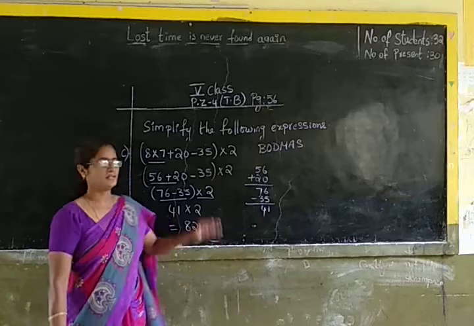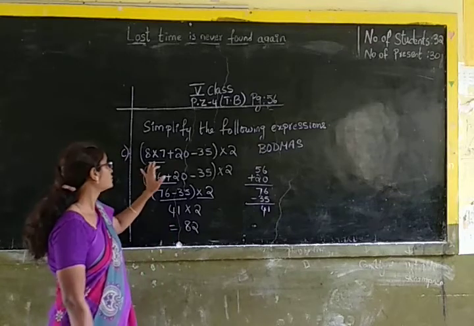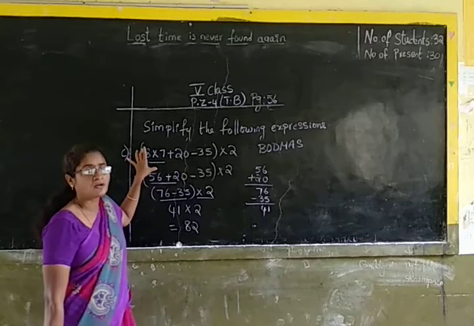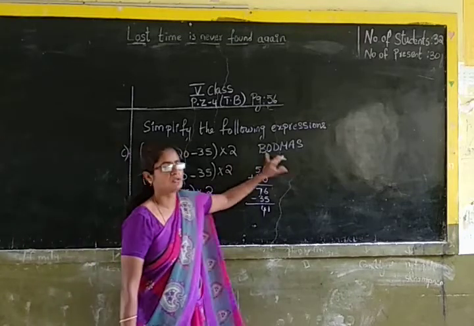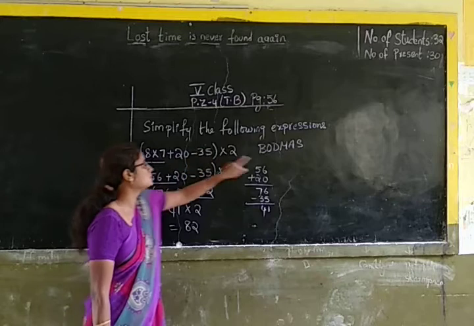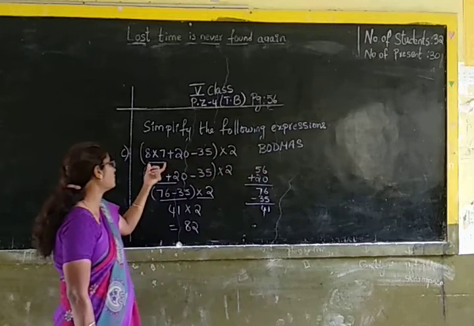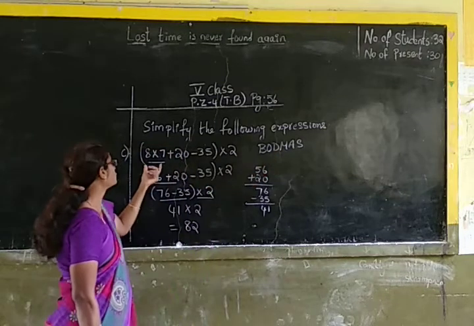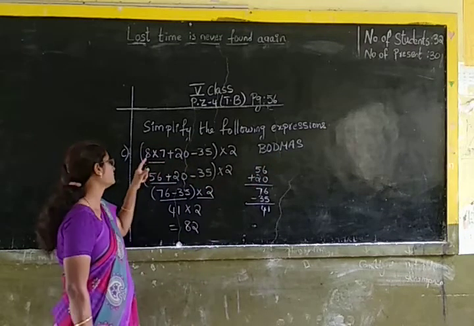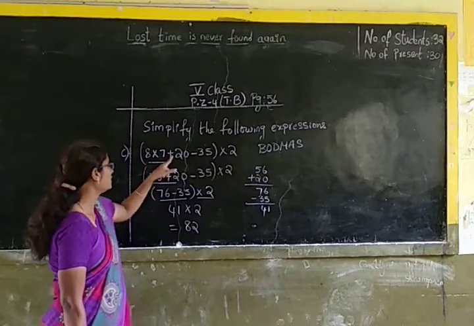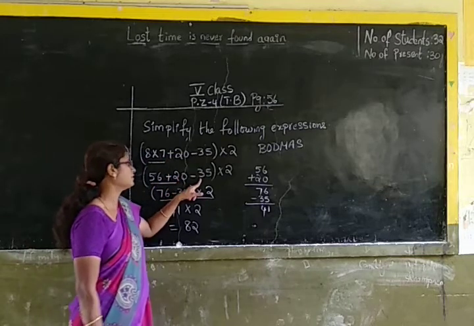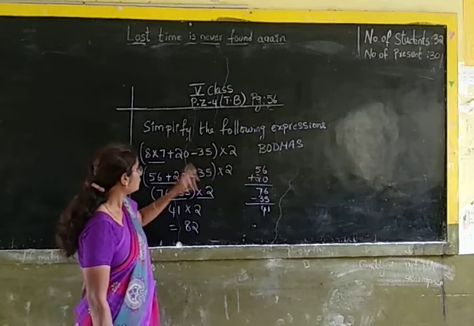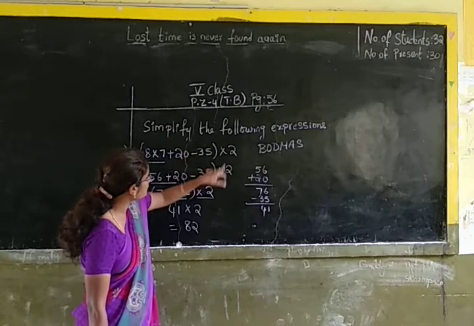Did you understand children? According to the BODMAS rule, first you have to solve the terms inside the bracket. In the bracket also you have to follow the BODMAS rule. Here first you have to do the division, but division is not there. So what is the next one? The next one is multiplication. So you have to do the multiplication first. 8 7s are 56 plus 20 minus 35. So after multiplication, next what we have to do? After that you have to place this term into 2 also.